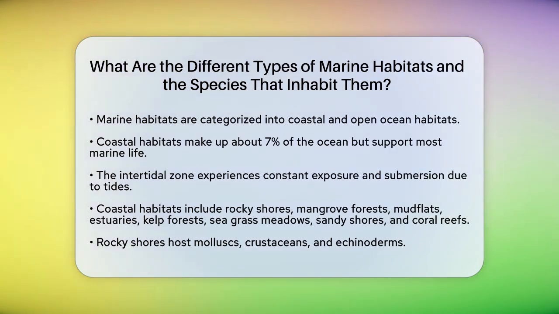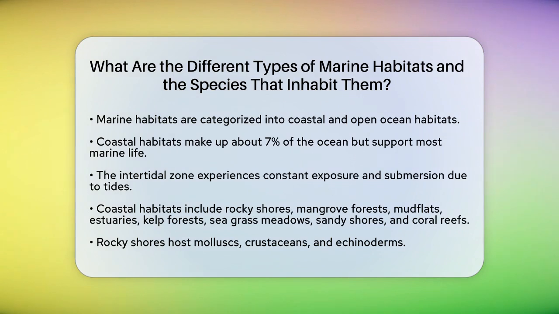Marine habitats can be broadly divided into two main categories: coastal habitats and open ocean habitats. Coastal habitats are found from the shoreline out to the edge of the continental shelf, and this is where most marine life thrives, despite it being only about 7% of the total ocean area.